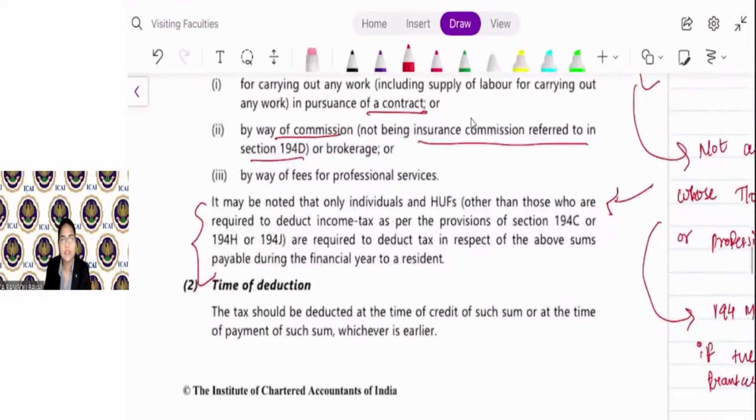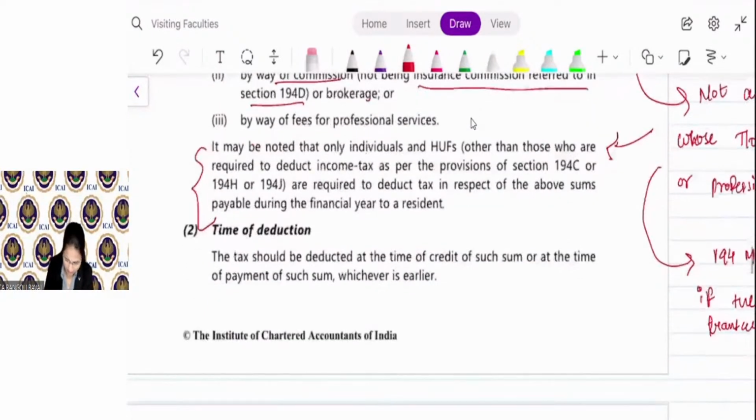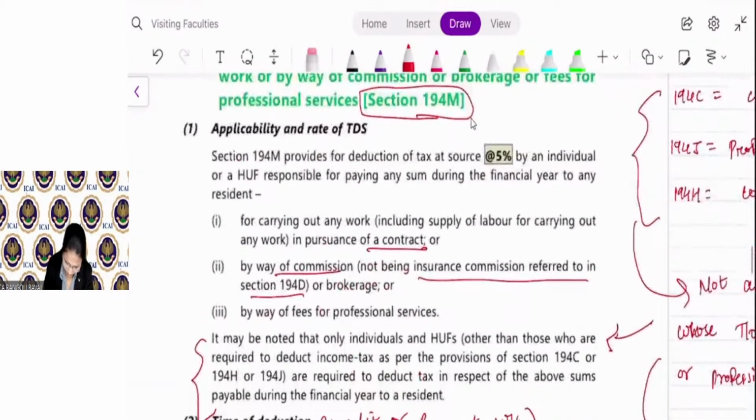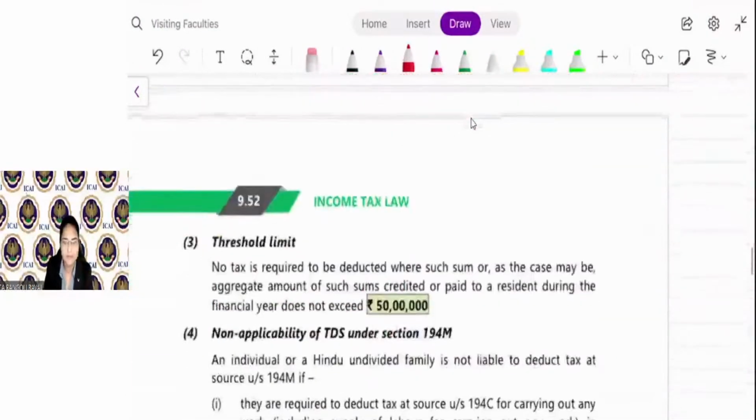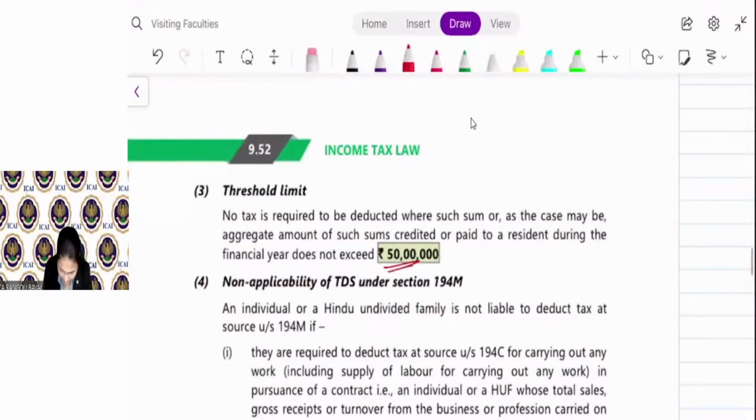They are required to deduct tax in respect of above sum payable during the financial year to resident. The time of deduction is credit or payment, whichever is earlier. The rate of TDS is 5% and the threshold limit is 50 lakh.